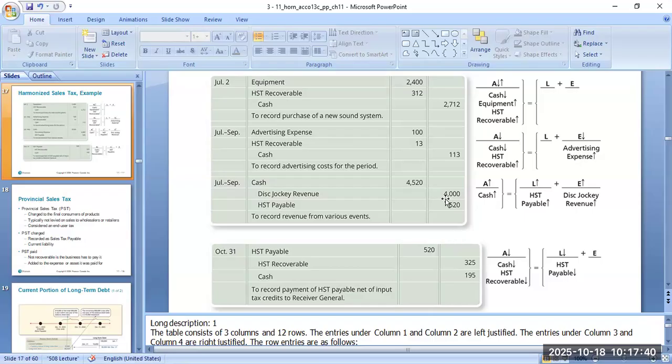As you can see, the revenue is not affected. Expenses for the company are not affected. The equipment is not affected. What is affected is the money that we're collecting from the customers for the government and the money that we pay to the vendors for the purchases of the items that we need for our operation.